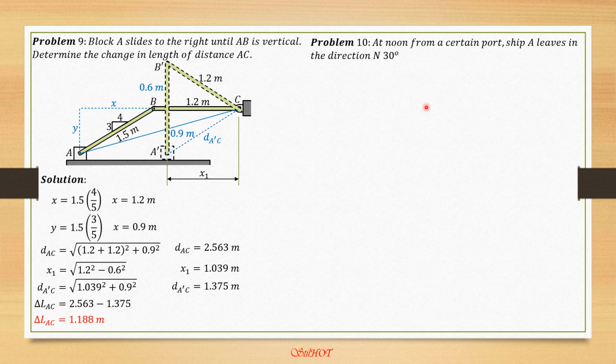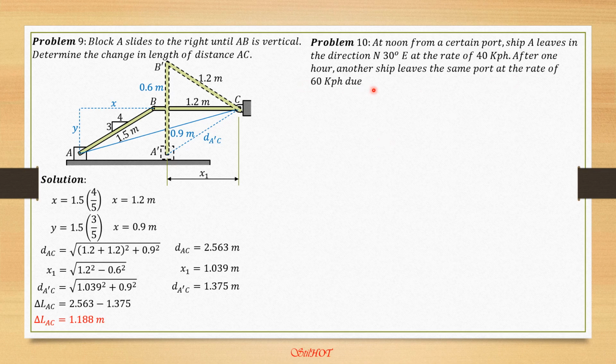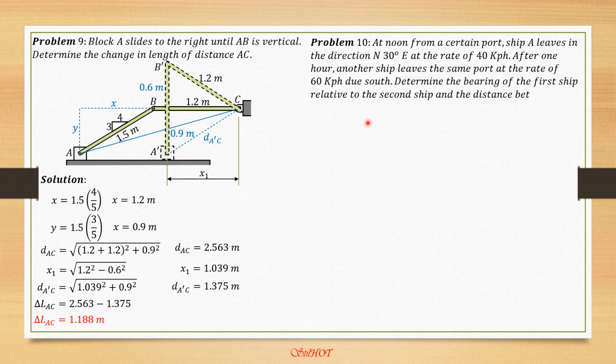At noon, from a certain port, ship A leaves in the direction north 30 degrees east at the rate of 40 kilometers per hour. After 1 hour, another ship leaves the same port at the rate of 60 kilometers per hour due south. Determine the bearing of the first ship relative to the second ship and the distance between them at 2 p.m. So from 12 noon to 2 p.m., the first ship has traveled a total time of 2 hours, while the second ship has traveled only 1 hour because the second ship starts at 1 p.m.